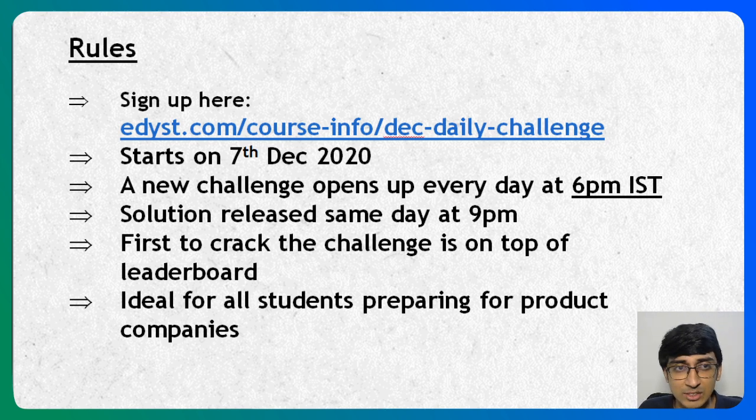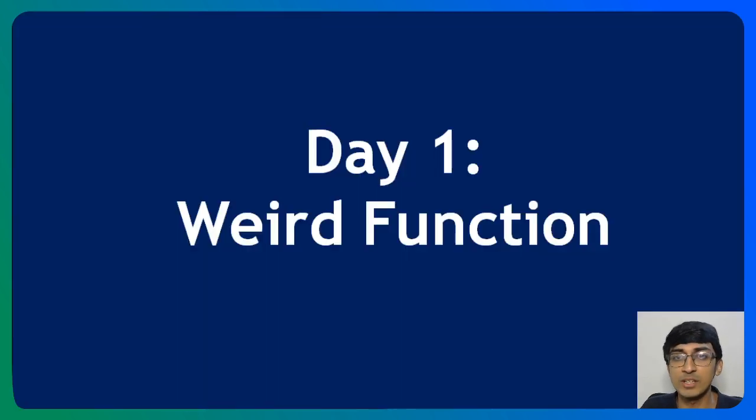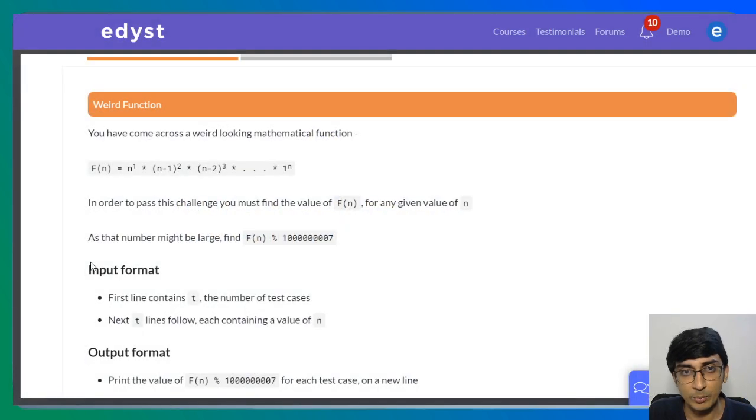So with that said, let's go to our first challenge for the series. The day one challenge is called Weird Function, and let's open it up on the Edyst platform and check what that weird function looks like. Okay, let's open it up.